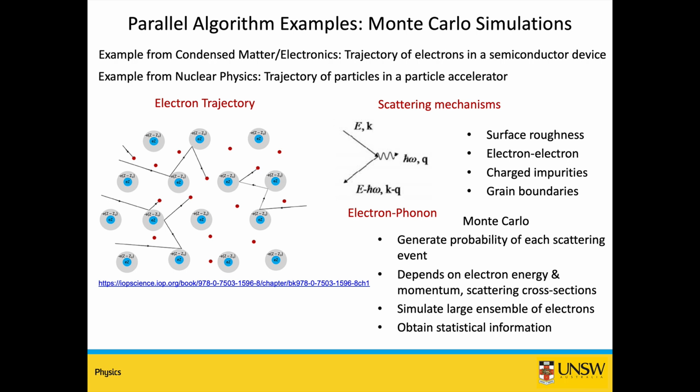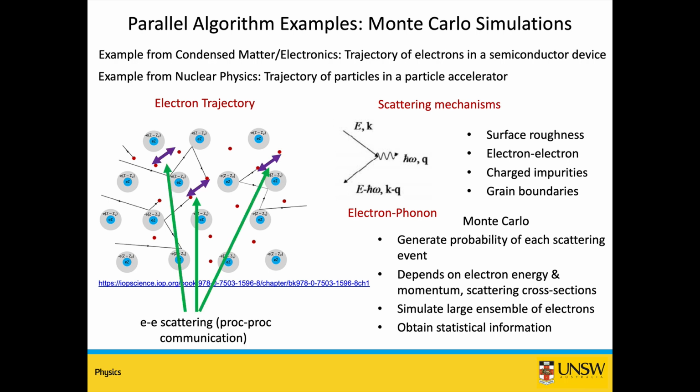And communication can also come into play over there. It's not an embarrassingly parallel process. So for example, if you have two electrons simulated in two different processors, and if these electrons are interacting with each other, then you need to pass the information between the different processors. So there can be some communication involved between the processors. Anyway, this is just an example of how parallelization can help Monte Carlo simulations.